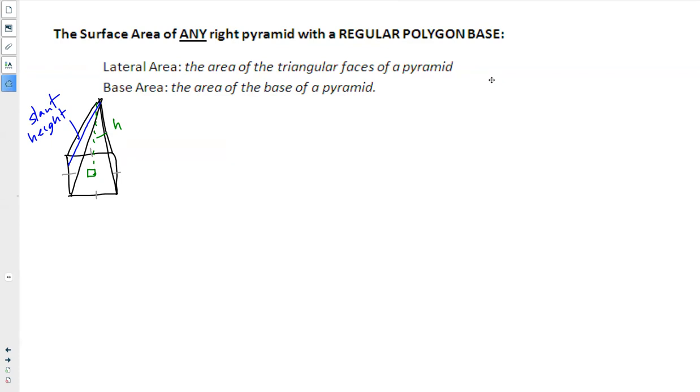So we can say for any polygon that the surface area is equal to the lateral area, which is the triangular faces, plus the base area. Now in our base area here, we have side lengths. They're all the same.